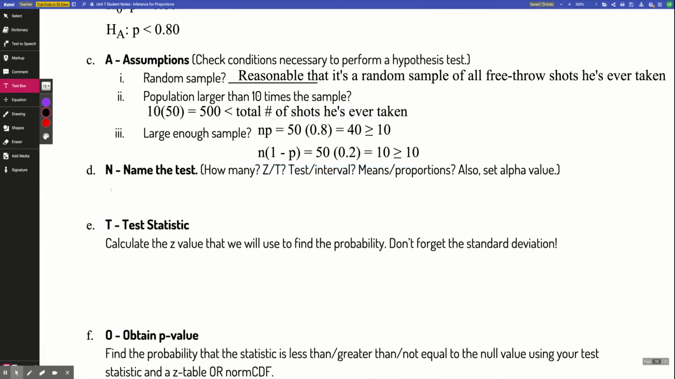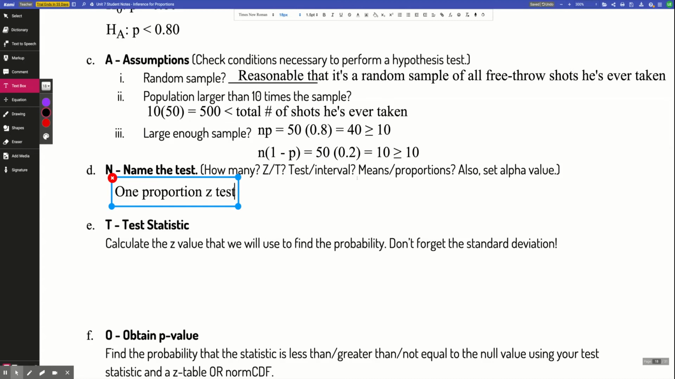Next step, N, name the test. Okay, so first question you ask is how many, meaning how many samples are you dealing with? So this is just one sample. So this is a one sample test, right? And then are we talking about means or proportions? This is proportions. So this is a 1 proportion test. Okay, and then Z or T, this is a Z test, right? Remember that for proportions, Z is the type of test that we're dealing with. We're not going to get to T tests or T intervals until we deal with means, which is the next unit, okay?